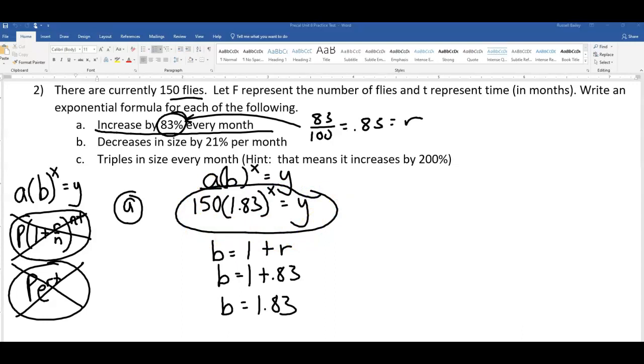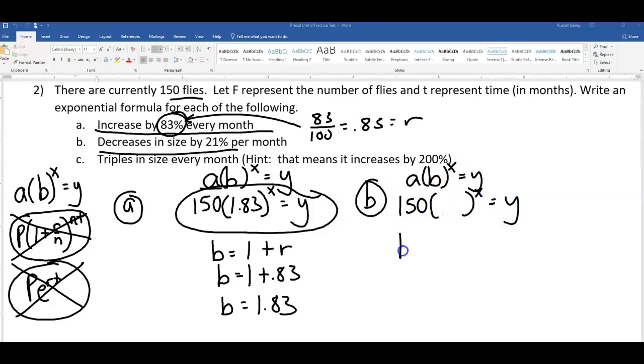Let's go ahead and do part B. Part B says it's decreasing by 21%. So we're still using the same formula as I mentioned before. All of these problems on number 2 are going to be that formula. We're still starting with 150 flies. What's going to change this time is my B value. So B is equal to 1 plus R, right? Now in this case, we're decreasing. So there's my percentage. If I take that percent and I divide it by 100, it will change into a decimal.